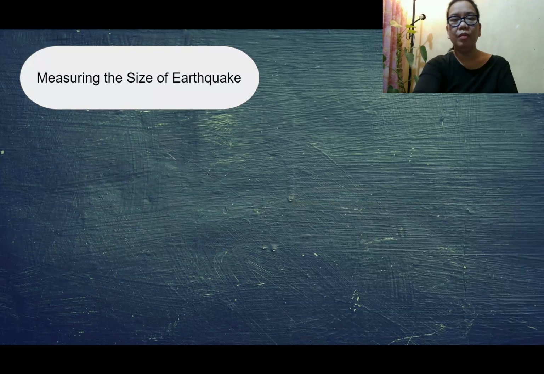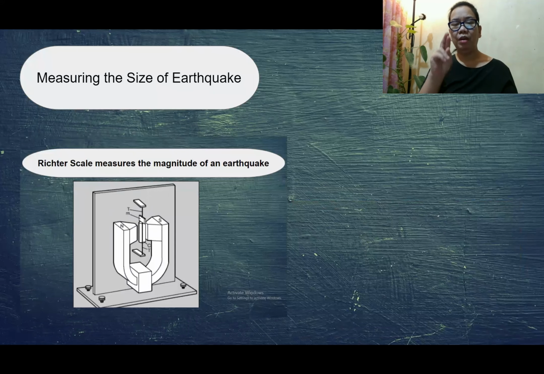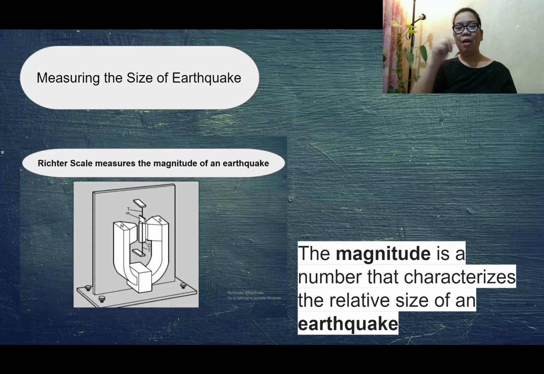Now, in measuring the size of an earthquake, we use the Richter scale. It measures the magnitude of the earthquake. When we say magnitude, it means the characteristic or the relative size of an earthquake. How big is the earthquake?